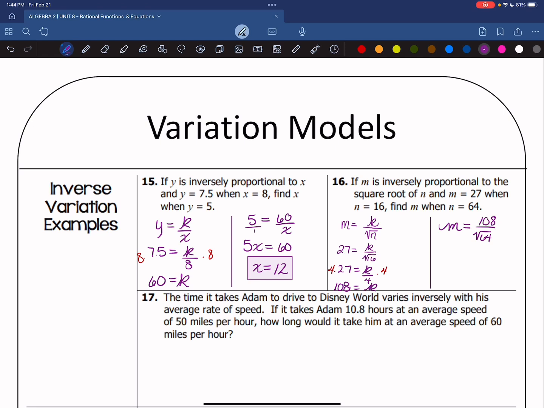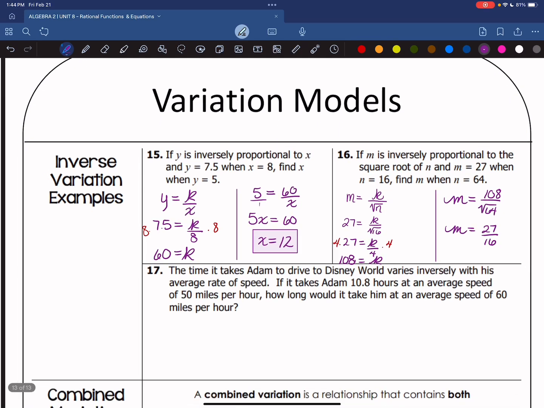Now plugging that in and dividing it by the square root of 64, which is actually just 8, we can express that as a fraction, that's going to give us 27 over 16 when simplified.